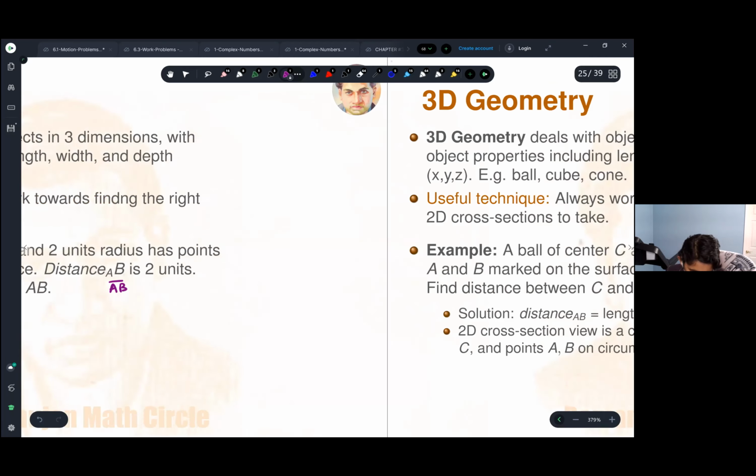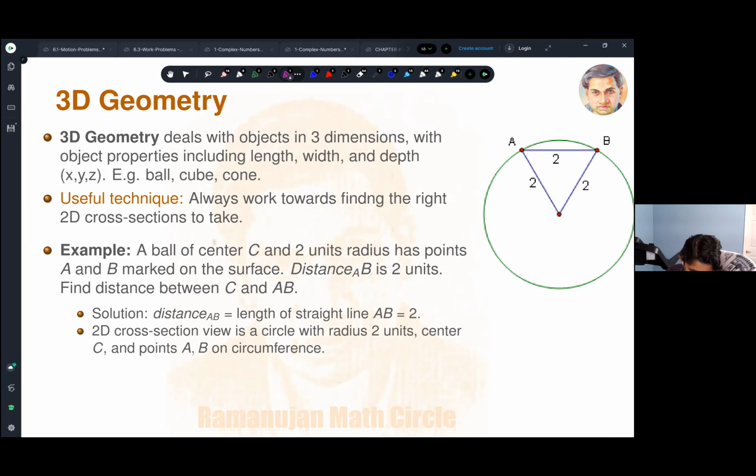For this example, we have the diagram drawn over here. So this is going to be C. What we're doing is taking a 2D cross section: we cut the ball down one of the center slices such that it goes from A to B. So A and B are both on that circle. This is a convenient cross section that we have.